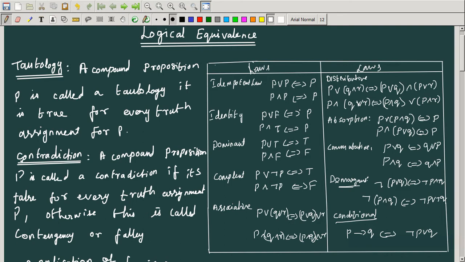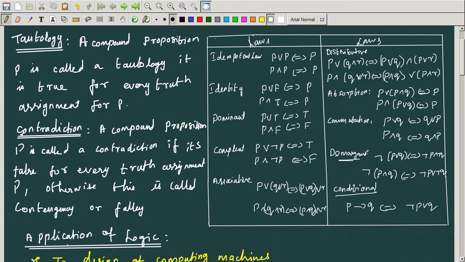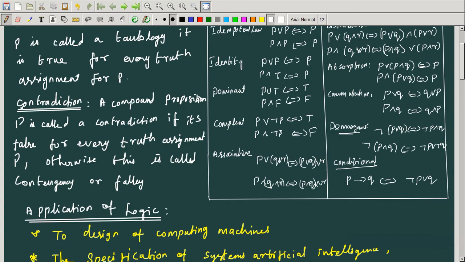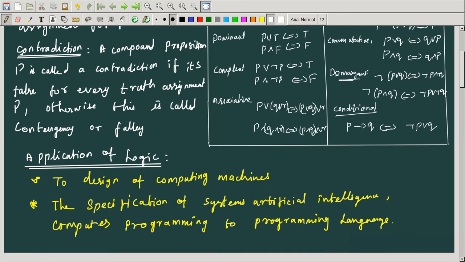So we have to know what is tautology. Tautology means a compound proposition P is called a tautology if it is true for every truth value; finally we have to say true. That is tautology. Contradiction means finally we need to say it's false, or otherwise in other cases it is a contingency.